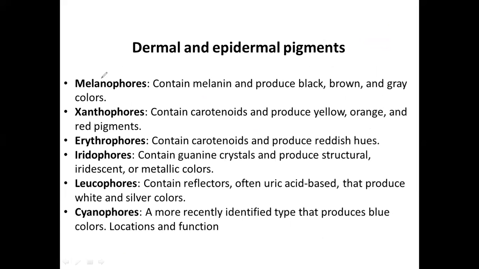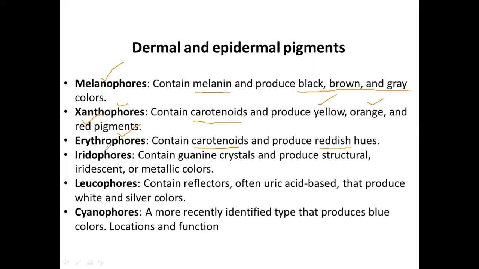First is the melanophores. Melanophores consist of a pigment called melanin, which gives dark shade colors, generally black, brown, or gray. So melanophores are responsible for producing dark shade colors. Next is the xanthophores, which consist of carotenoids. They give yellow, orange, or reddish color pigments. Next is the erythrophores. They also contain carotenoids. They give reddish colors, dark reddish color.